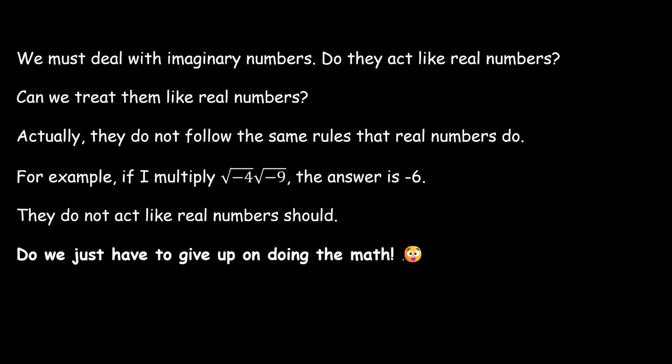But the problem with the square root of negative 1 is that it is not part of the set of real numbers that we have worked with ever since we started out in math as little elementary school people. So the problem with square roots of negative numbers is that they don't act like real numbers. If I multiply the square root of negative 4 times the square root of negative 9, you would expect that to be positive square root of 36. But that's not what it is. The answer is negative 6.